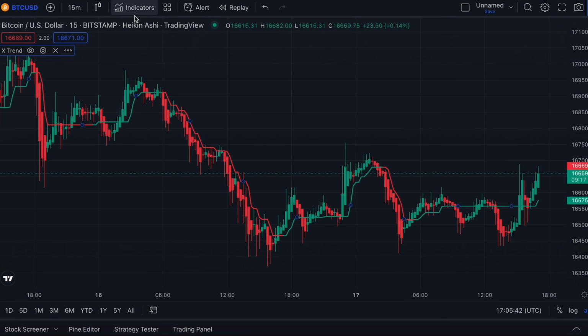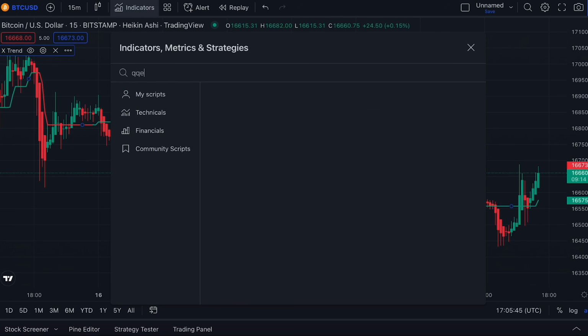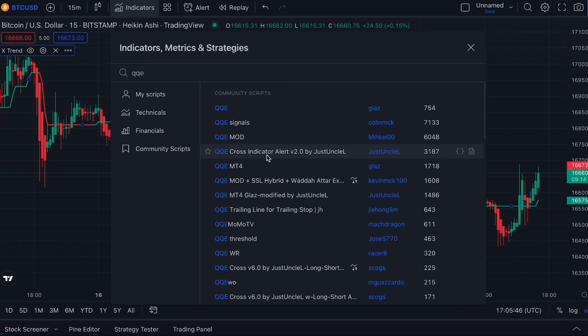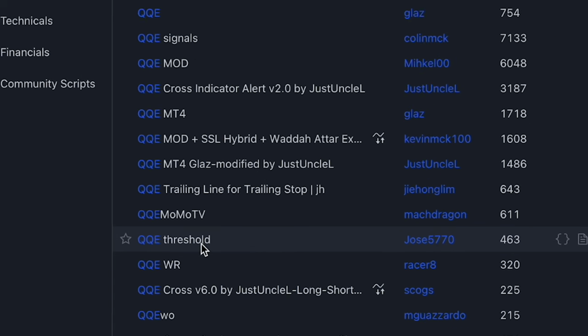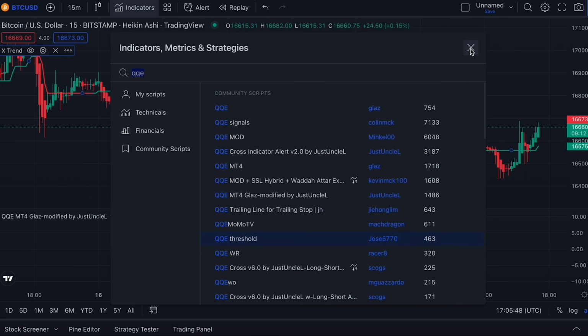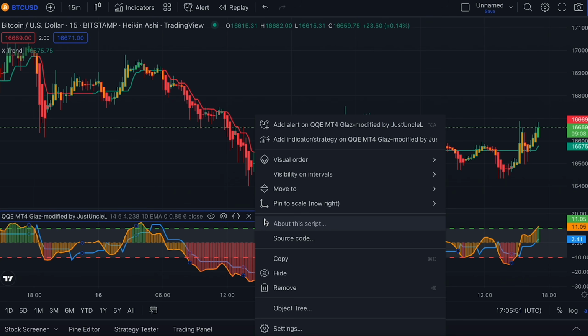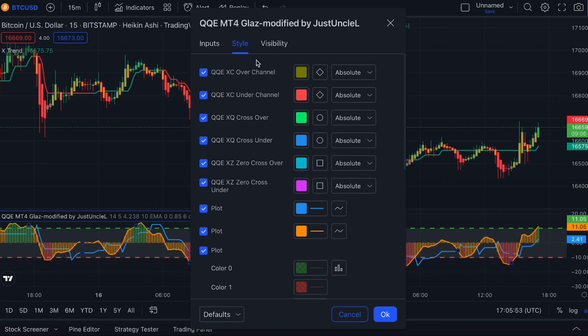The QQE threshold will be the first one we add. Alright? The Jose 5770 version. Also, take a look at how low that number is. This shows how few people are aware of this one. That will be added, and the parameters will be adjusted as well, okay? So move over here, click on this tiny setting icon, and then select Settings.